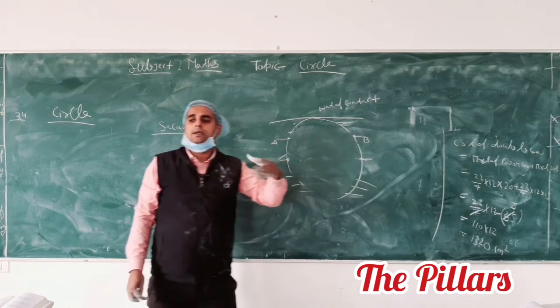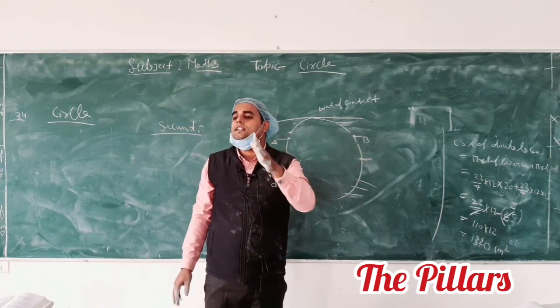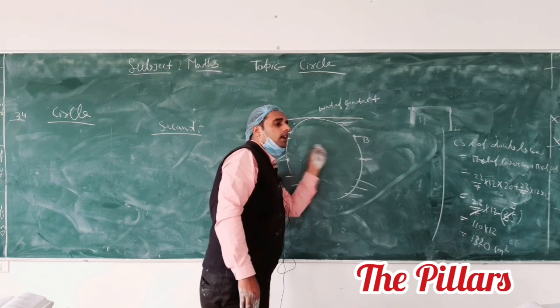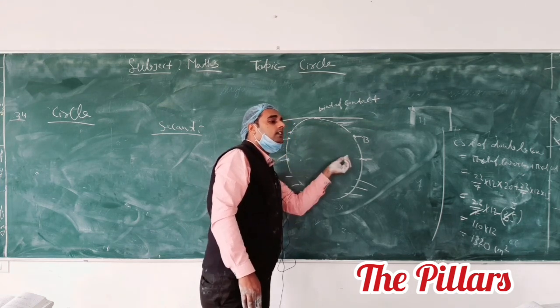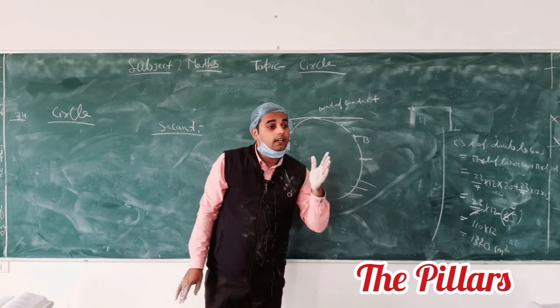After that, we discuss the diameter. The secant which passes through the center and touches the circle at 2 points is said to be the diameter.